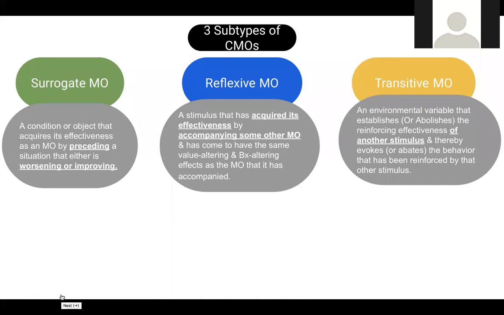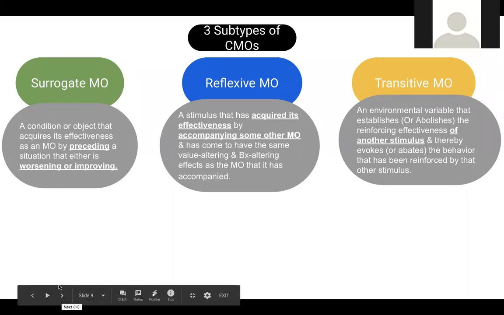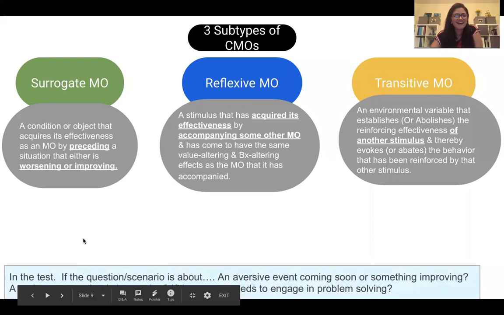And the transitive tip that they gave for the exam is: in your exam question, is a scenario describing wanting a certain object, but something is blocking access to it, and the person needs to engage in problem-solving behavior? That's how I memorize all of them. Thank you. That's how I look at it as well, and that's how it helps us. That's why I put it here. So an aversive event coming soon or something improving, that one we already know goes with reflexive. Let's do fluency, guys.